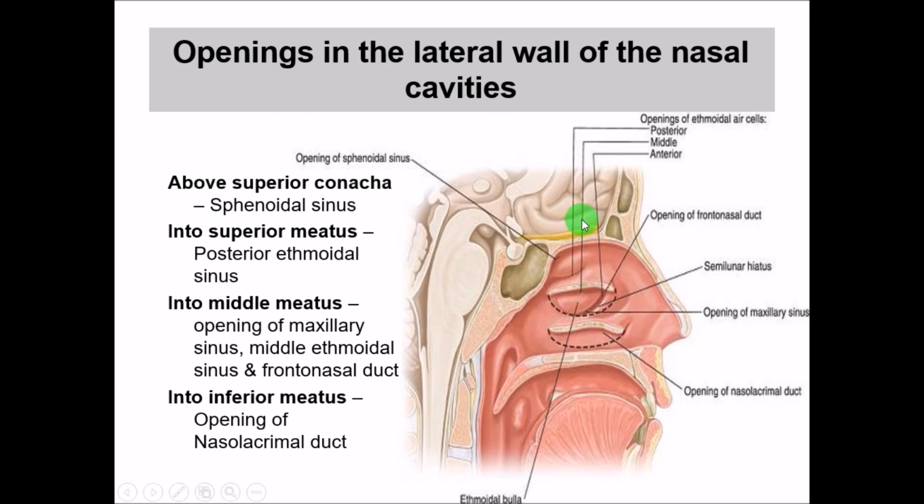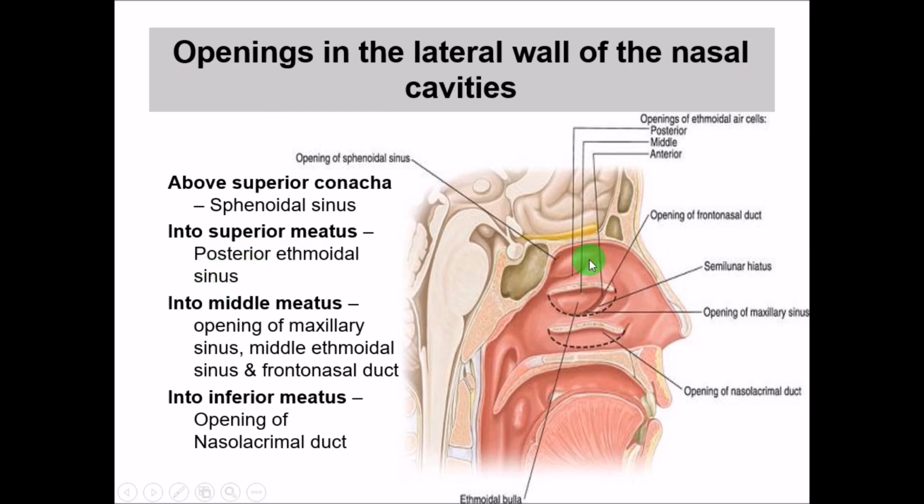Okay, above the superior concha, this is the superior concha, there will be the opening of the sphenoidal air sinus. This is the sphenoidal air sinus. So it will be directly opening above the superior concha. Then into the superior meatus, which is below the superior concha, there will be the opening of the posterior ethmoidal air sinus.